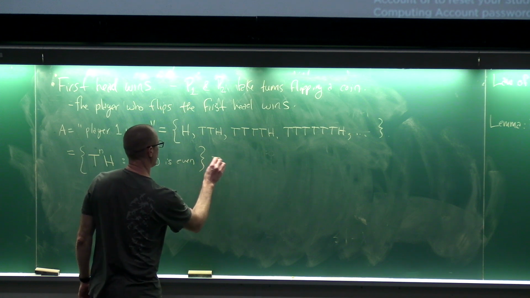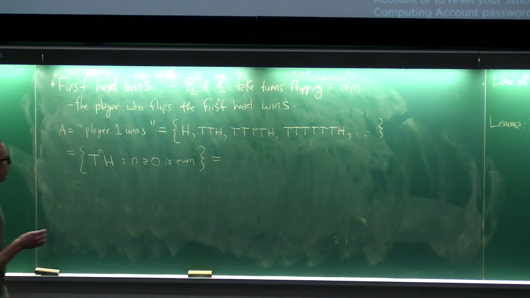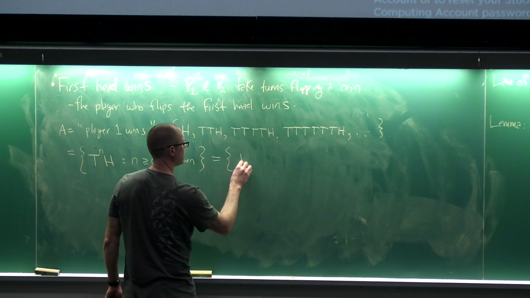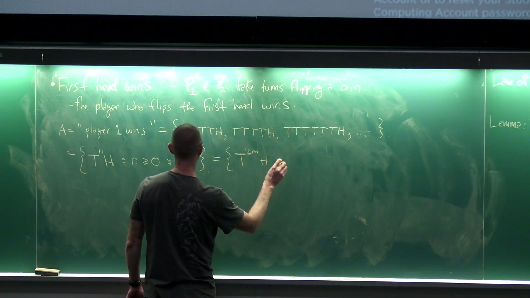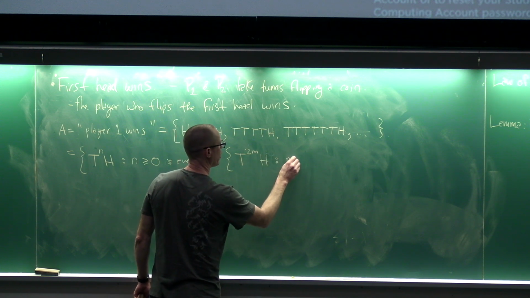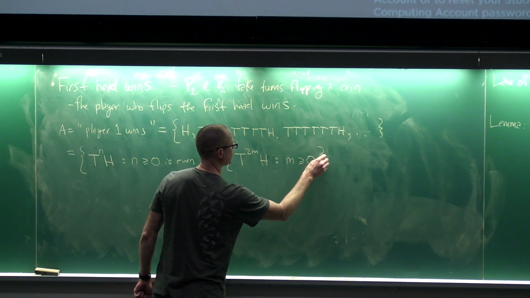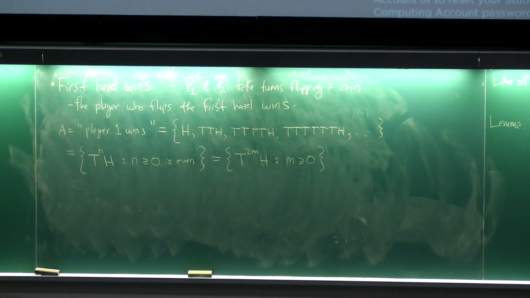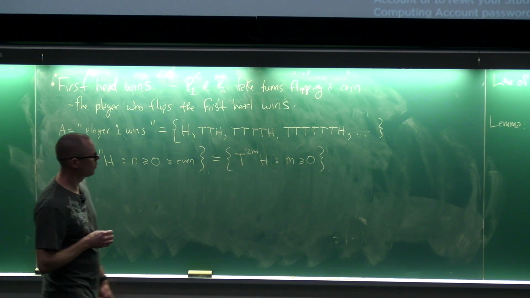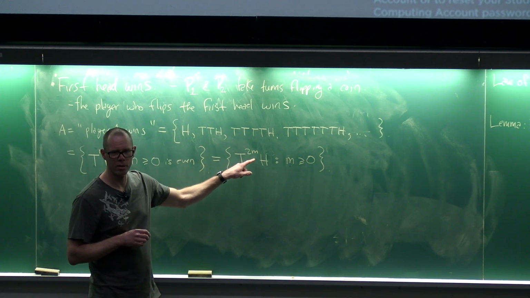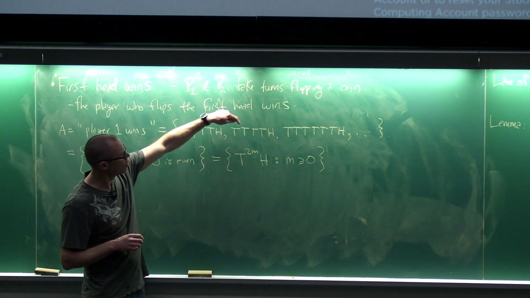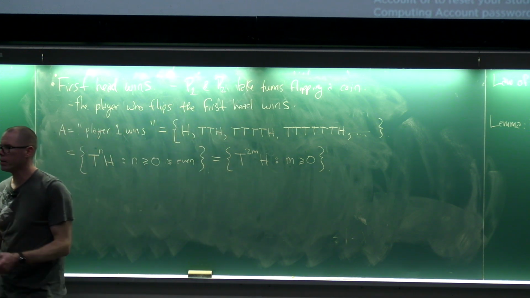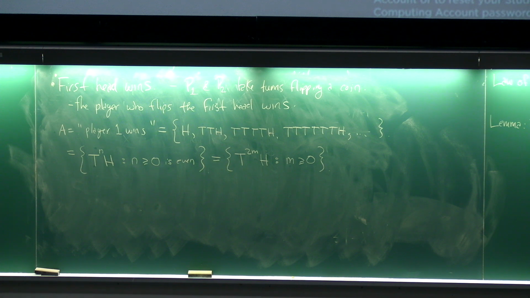And so another cleaner way to write this is t to the 2m h, such that m is an integer bigger than or equal to 0. Right? Give me any integer m, then 2m is even. What does m represent? Like m is the number of pairs of tails in this even number of tails.